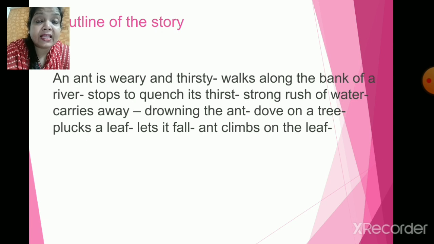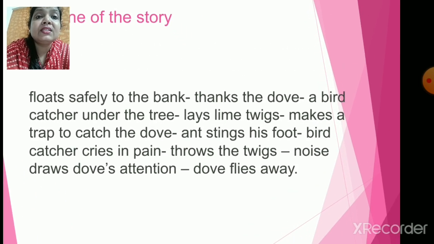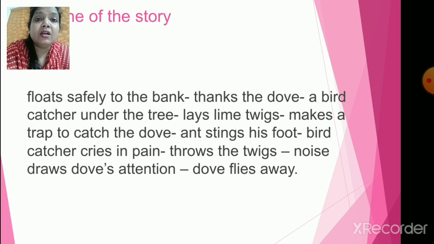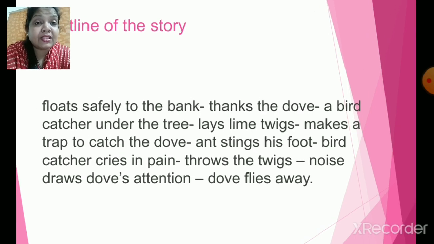An ant is weary and thirsty, walks along the bank of a river, stops to quench its thirst. Strong rush of water carries away, drowning the ant, dove on a tree, plucks a leaf, lets it fall, and climbs on the leaf, floats safely to the bank, thanks the dove, a bird catcher under the tree, lays lime twigs, makes a trap to catch the dove, and stings his foot, bird catcher cries in pain, throws twigs, noise draws dove's attention, dove flies away. Yes, children. So now we are very much clear with the outline of the story.